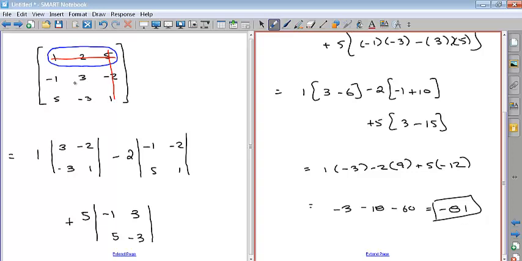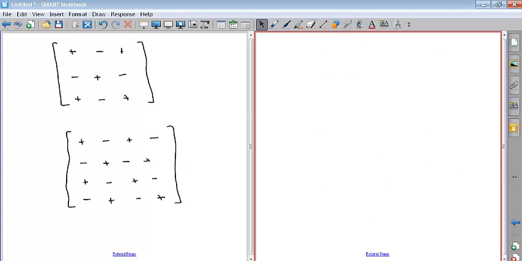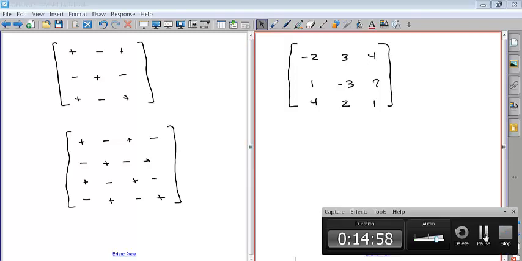So I'm going to give you another matrix, and I want you to stop the video and work it out. And then when you finish, you can check out the answer. So what I'm going to do is stop it. Oh, well, I have to give you a matrix first, so let's do that. Okay. So what I want you to do is find the determinant of that matrix. We'll see in a few minutes.